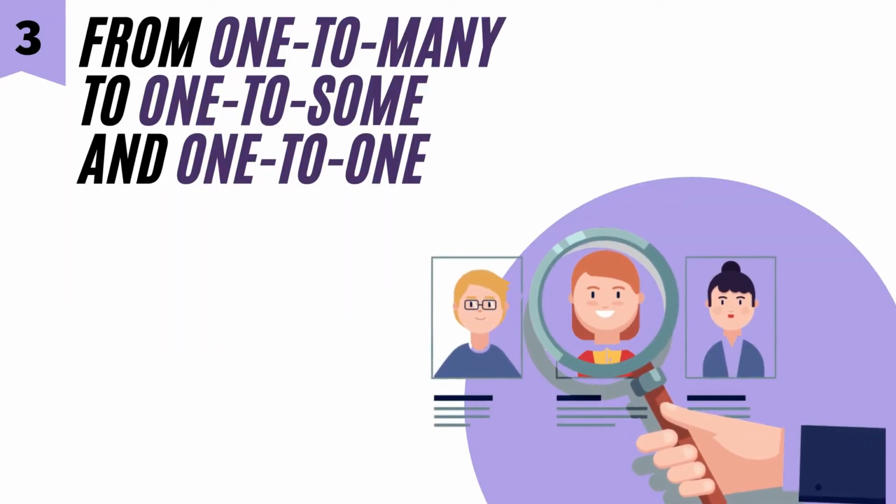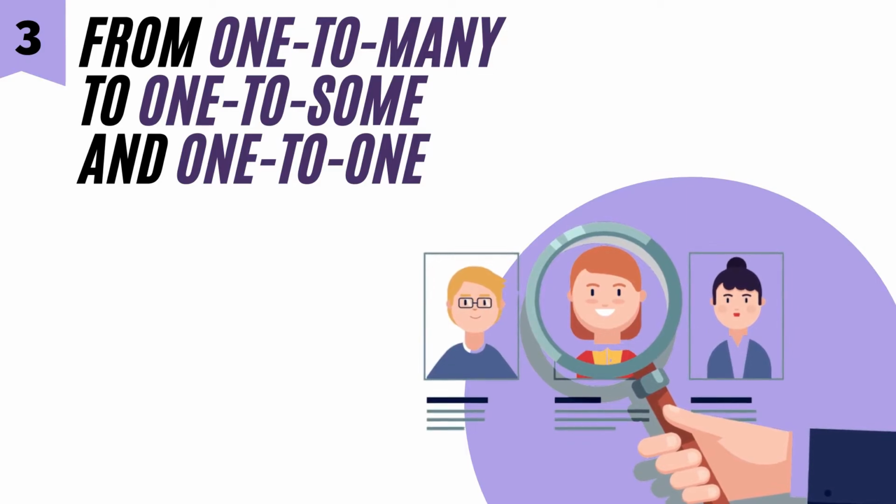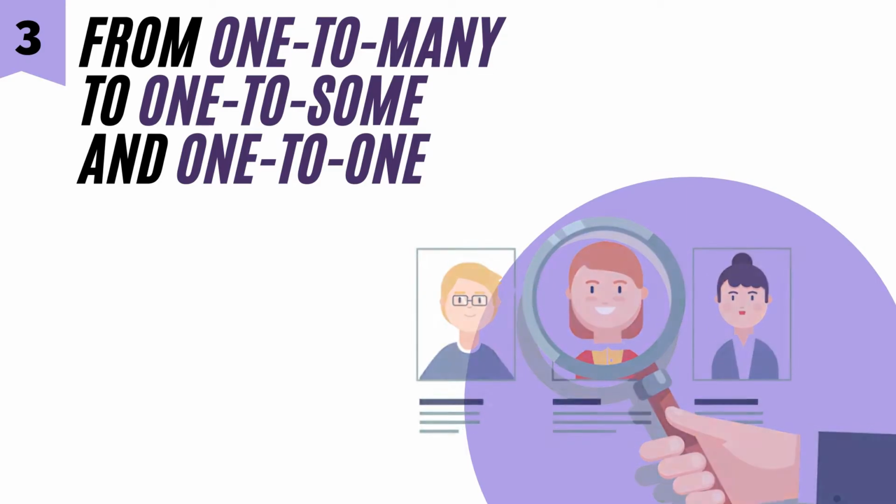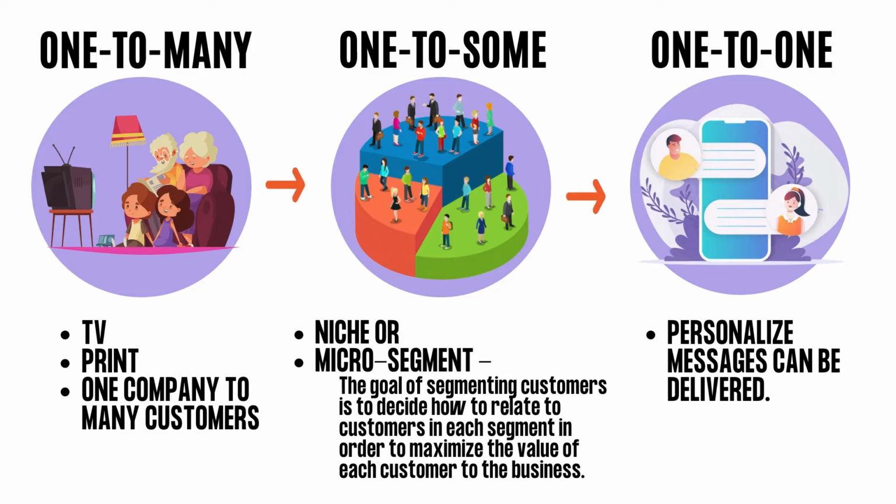Number 3. From one to many to one to some and one to one. Traditional push communications such as TV and print are one to many, from one company to many customers, often the same message to different segments and often poorly targeted. With new media, one to some, reaching a niche or microsegment becomes more practical. E-marketers can afford to tailor and target their message to different segments. They can even move to one-to-one communications, where personalized messages can be delivered.